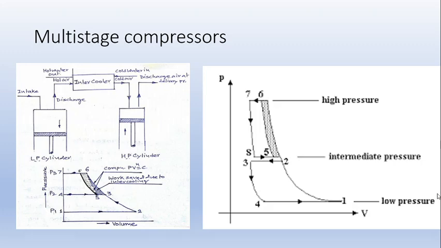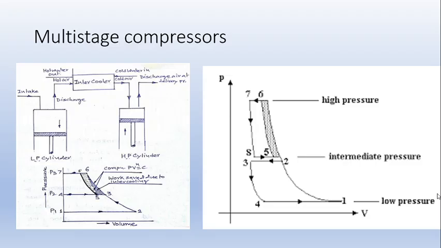Hello students, in this topic we will discuss multi-stage compressors. As the name indicates, in multi-stage compressors, the compression process takes place in more than one stage. In a multi-stage compressor, the compression of air from the initial pressure to the final pressure is carried out in more than one cylinder. It is used to get high pressure air for the end use.